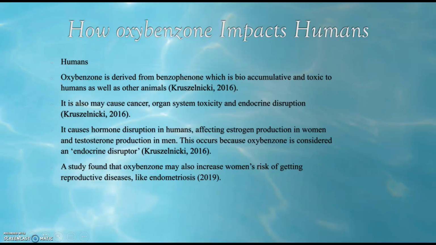So how does oxybenzone impact humans? Oxybenzone is derived from benzophenone, which is bioaccumulative and toxic to humans as well as other animals, but it also may cause cancer, organ system toxicity, and endocrine disruption. It causes hormone disruption in animals, affecting estrogen production in women and testosterone production in men. This occurs because oxybenzone is considered an endocrine disruptor. And a study found that oxybenzone may also increase a woman's risk of getting reproductive diseases like endometriosis.